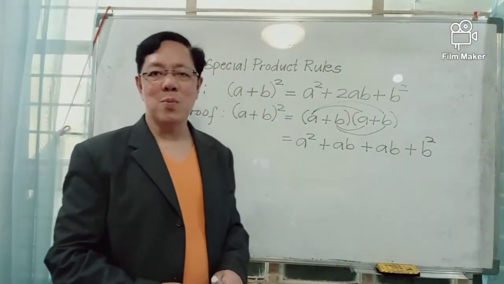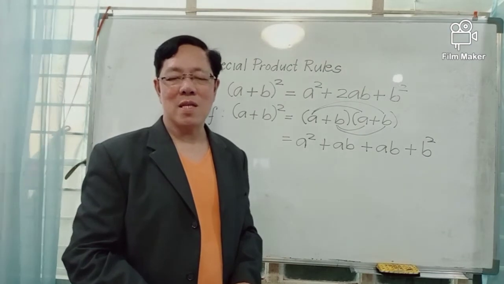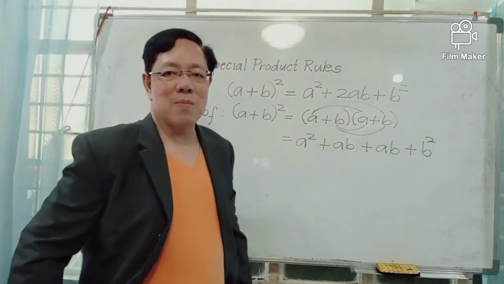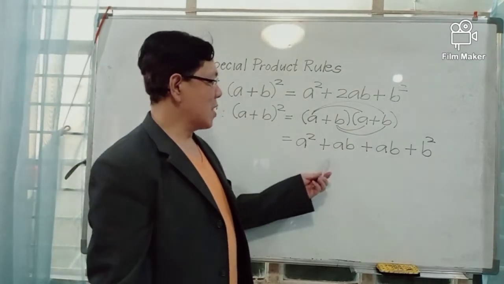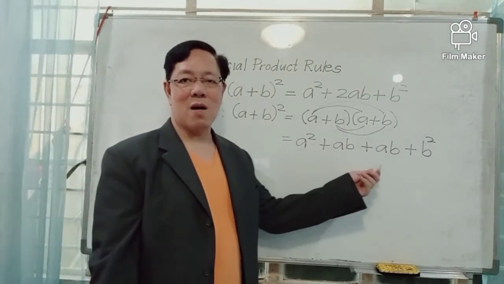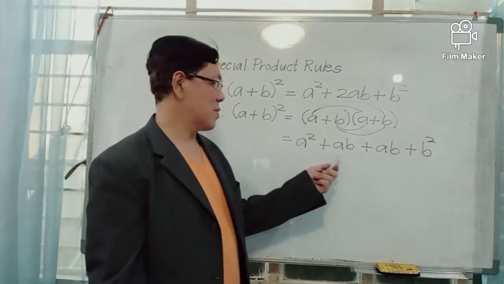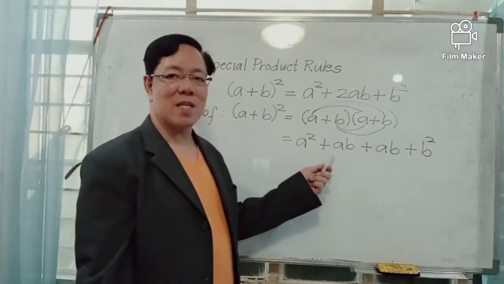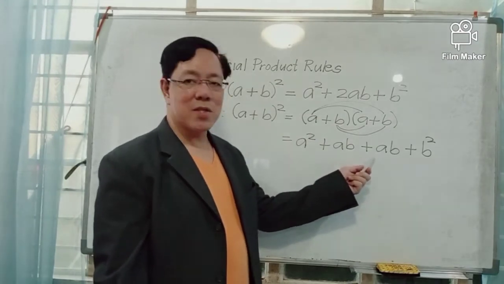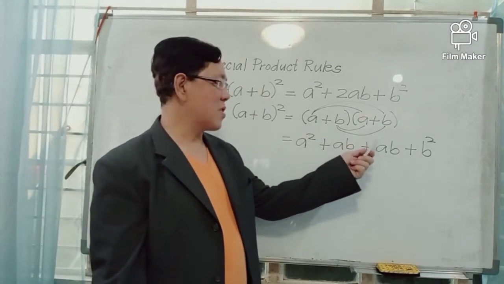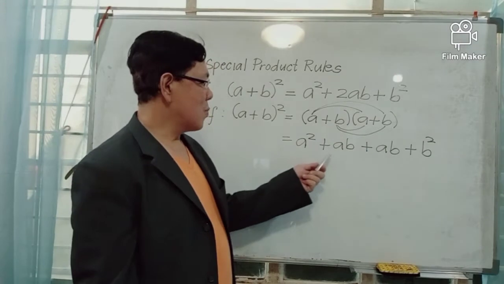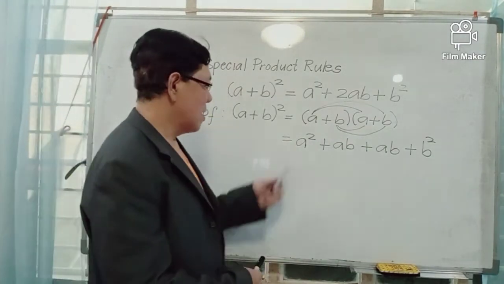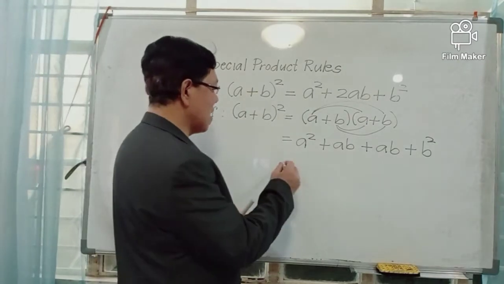And after removing the grouping symbols, we simplify by combining like terms or similar terms. And you can see that the middle terms are the like terms. The second term is ab, numerical coefficient is 1. And the third term is ab, numerical coefficient is 1. So we combine the two middle terms, the second and the third terms. The first term is the same, a squared.